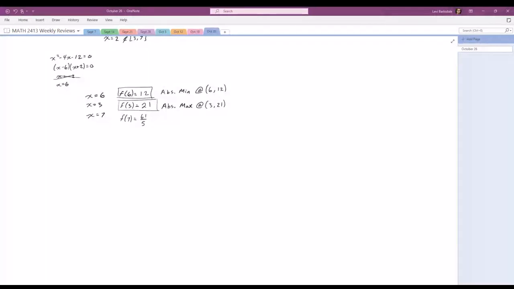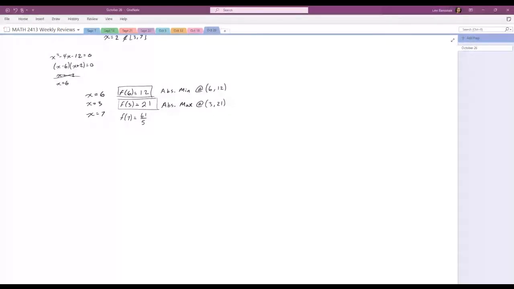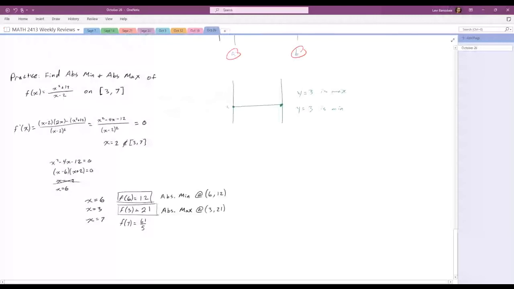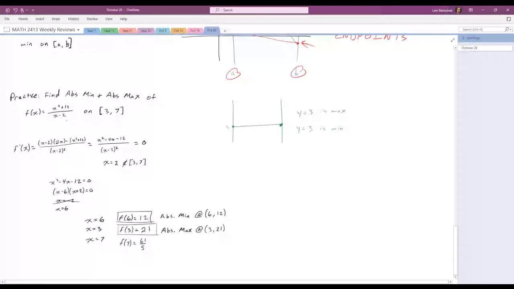If 2 is part of the interval, then could I not multiply both sides of the denominator to clear x? If 2 were a part of my interval, then I would actually have a vertical asymptote at x equals 2. Because I can't divide by 0, I would have a vertical asymptote, and a vertical asymptote would make my function discontinuous, so I wouldn't even be able to use the extreme value theorem at all.